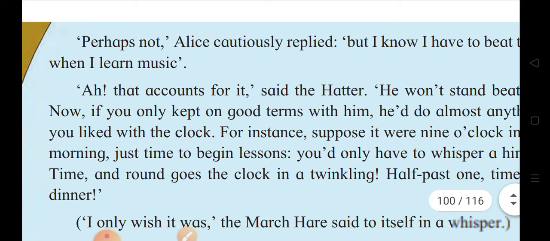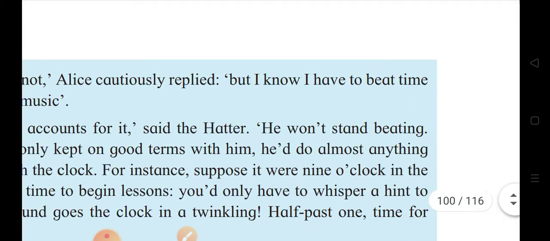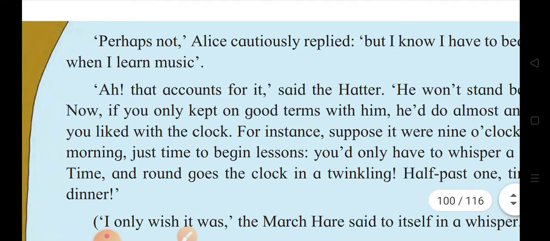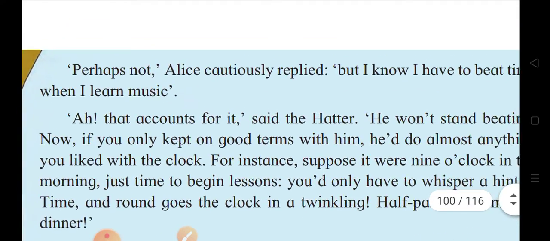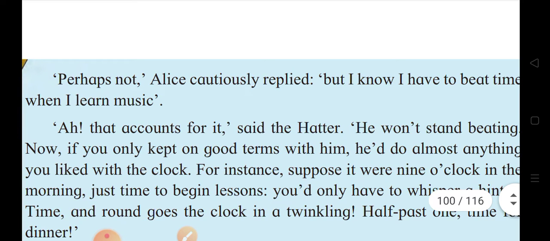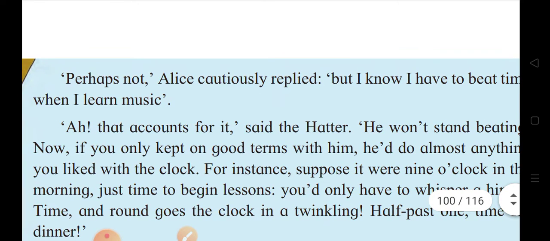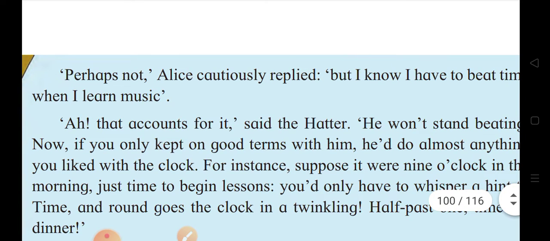"Perhaps not," Alice cautiously replied. She said it with a lot of carefulness. She is saying carefully, perhaps not, meaning she has never spoken to time. "But I know I have to beat time when I learn music." So she is saying that yes, she too does beat time. Beat time means I don't remember the time when I learn music.